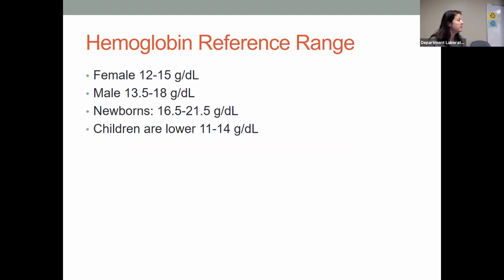I adjusted these reference ranges. If any of you have printed the PowerPoint out, they're a little bit different. Just keep in mind, as with everything else, males have a higher red cell count. Why do they have that higher red cell count? Androgen, their testosterone. Because they have more red cells, naturally they're going to have a higher hemoglobin as well, correct? So males do have a higher hemoglobin, as well as newborns. Your hemoglobin is measured in grams per deciliter.